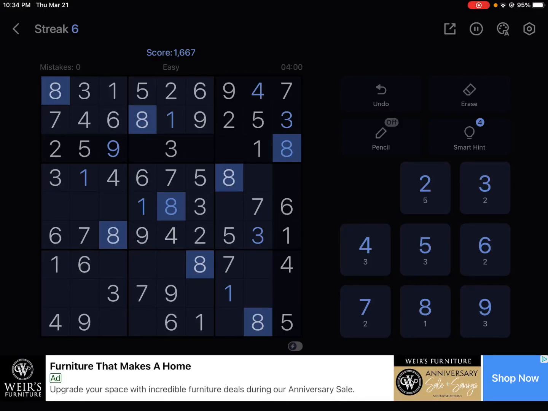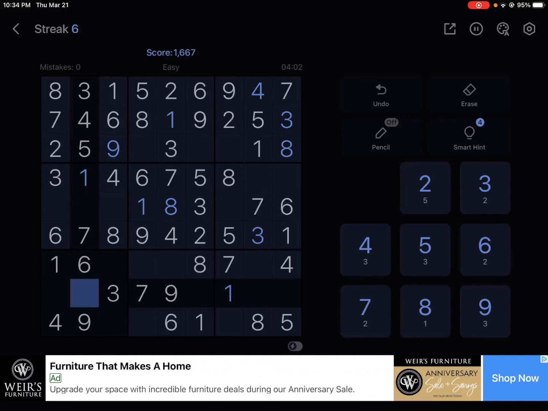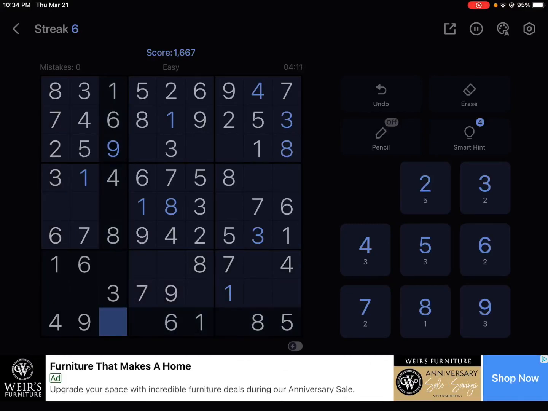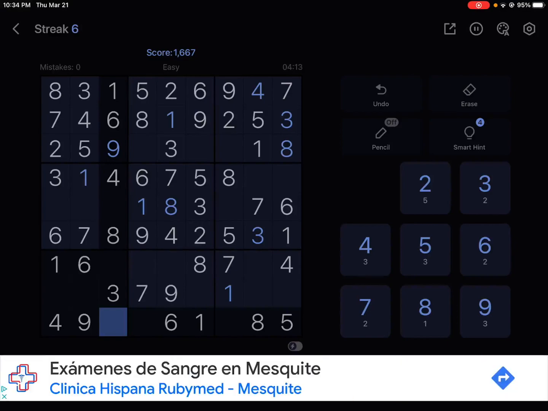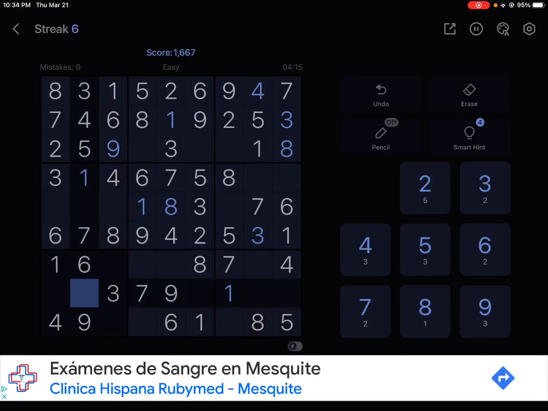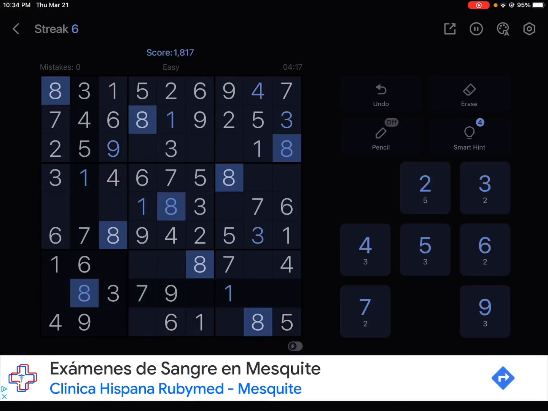And if we were to look at the square to the bottom left, we cannot have an 8 here because there's one in the column above. Cannot have 8 here or here because there's one in the same column just above it. So our 8 goes here. And that's all of our 8s. Okay.